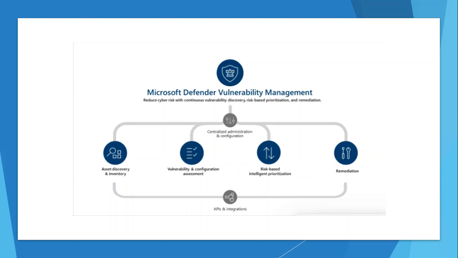So this is what Microsoft Defender does. So we have the centralized administration configuration, we have the asset discovery and inventory level whereby it scans for all assets in the organization and then carries out an inventory scan on each of the systems to know what each system has on them. So we have the vulnerability and configuration assessment also, whereby it carries out a vulnerability scan on each of the systems in your network or in your organization.